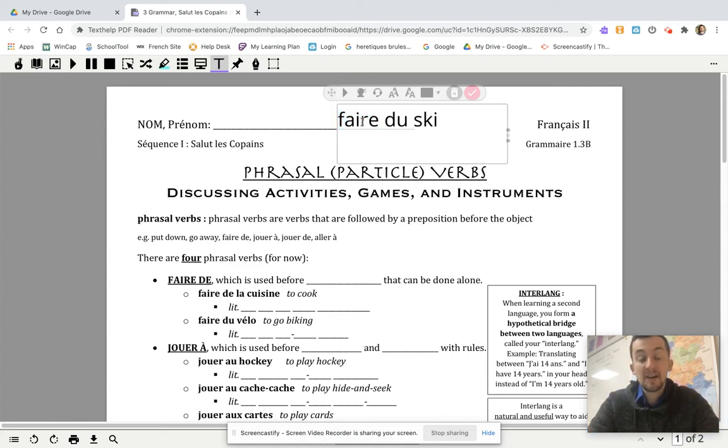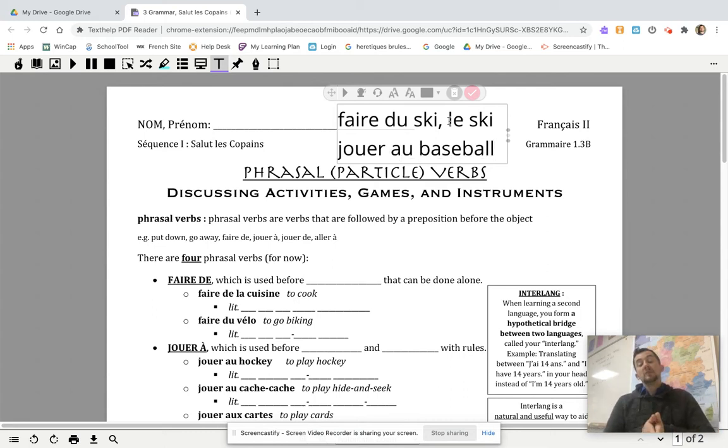D'accord? And it's called a phrasal verb because it requires more than just the verb faire in order to express it. Whenever you have an activity like le ski, you have to say of the ski, du ski instead. So faire de, you use faire de when talking about activities that you want to do. You learned that mostly as vocabulary in the junior high. Also when it came to playing games, so jouer au baseball, for example. You're literally saying to play at the baseball.